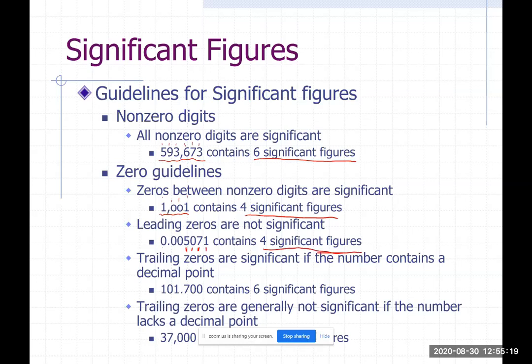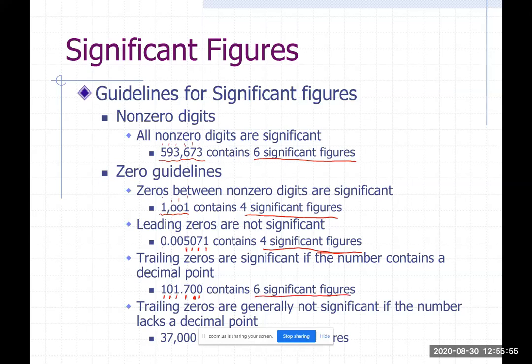Trailing zeros are significant only if the number contains a decimal point. So in this case, these trailing zeros count as significant. So we have this one, which is a non-zero digit, then a 0 between two non-zero digits, it counts. The next 1 counts. The 7 counts because it's a non-zero digit. The trailing zeros count because there's a decimal in the number. So we have 1, 2, 3, 4, 5, 6 total significant figures here.